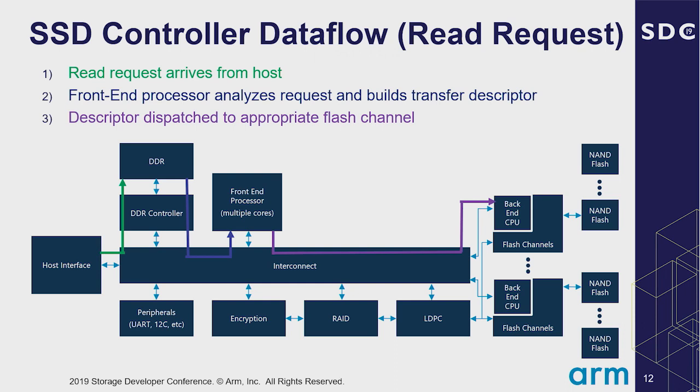So the green shows the pathway of a request arriving from the host. It comes in over the host interface and heads over to the DDR. It's probably some kind of a simple descriptor, or the beginning of a descriptor, that indicates what data we want to read and the address for it, and then where we want to put that data into host memory when we send it back. Your front-end processor is going to analyze that request and build up a transfer descriptor through your controller and send that transfer descriptor over to the flash channel.